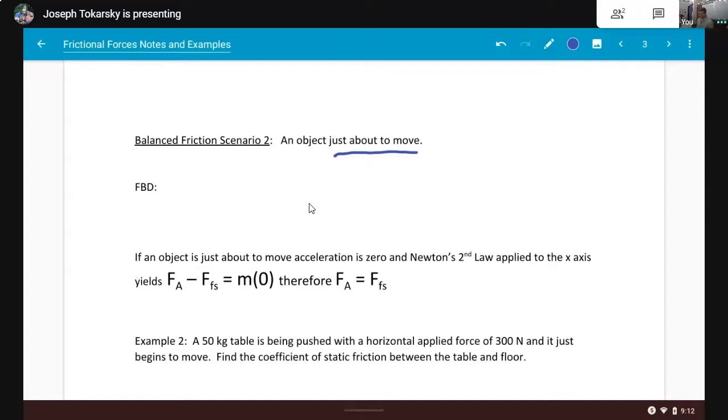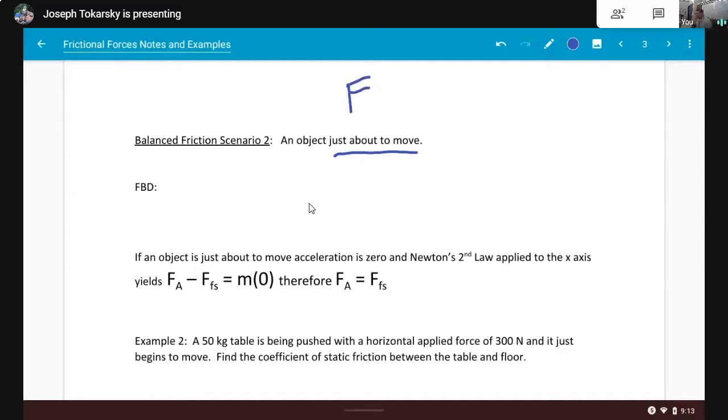later in the week, that there's some breaking point. You push, you push, you push. Little by little, your applied force builds up, and eventually, if you push hard enough, you'll get an object to start sliding into motion. So if a problem tells us that it's just starting or just about to move or just starts to move, any kind of wording like that, we assume we're just right at the breaking point, but we really haven't moved yet.